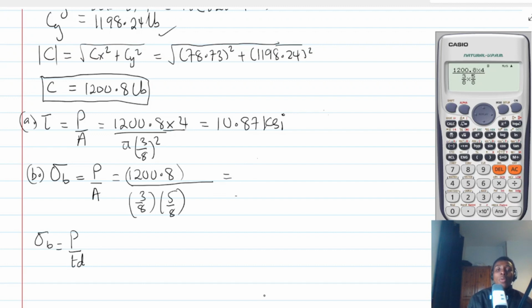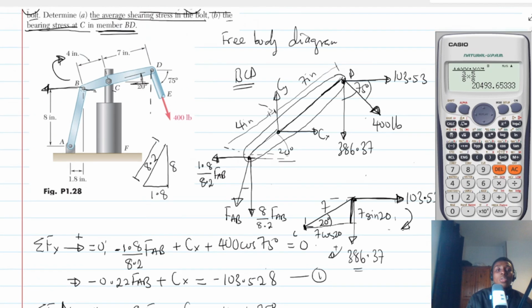So what is it then? So 20.5 KSI approximately. So that is the bearing stress in the bolt.